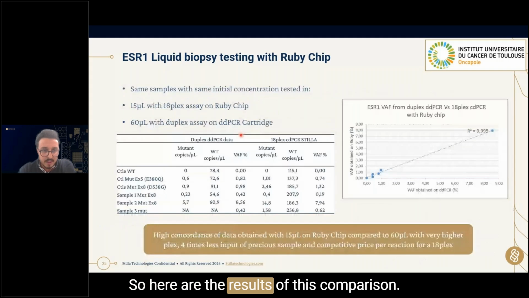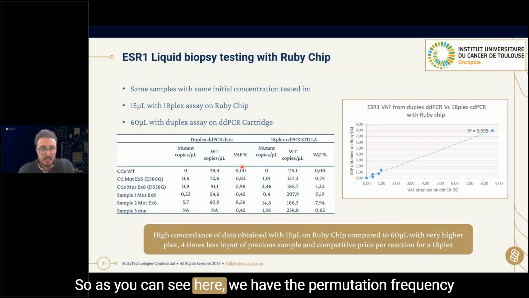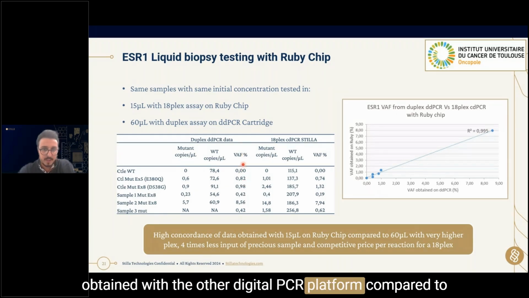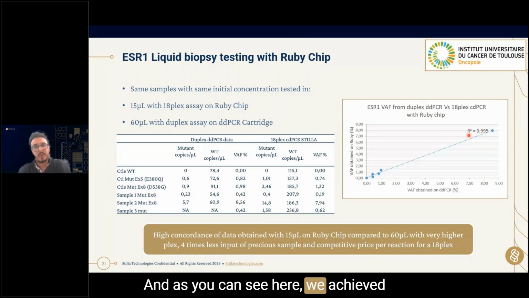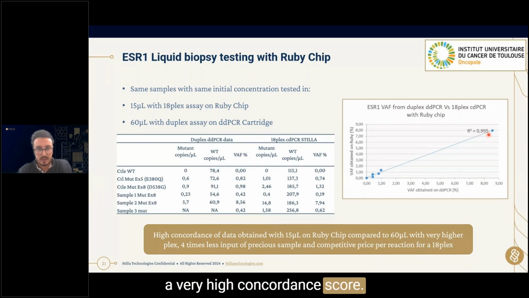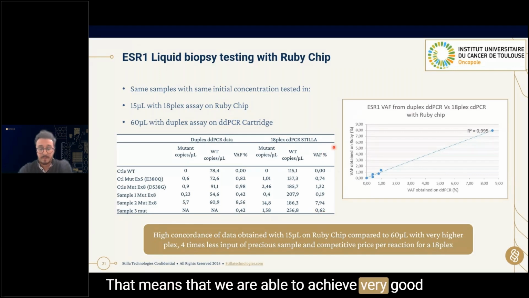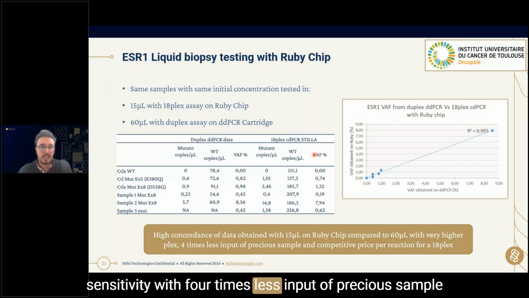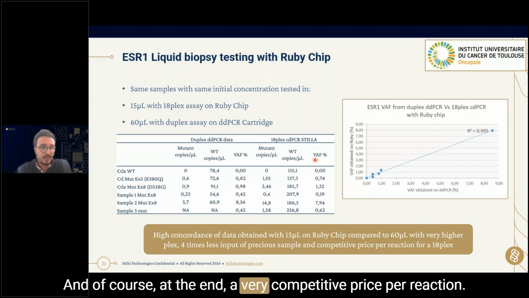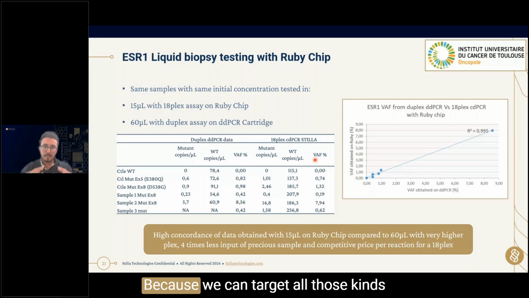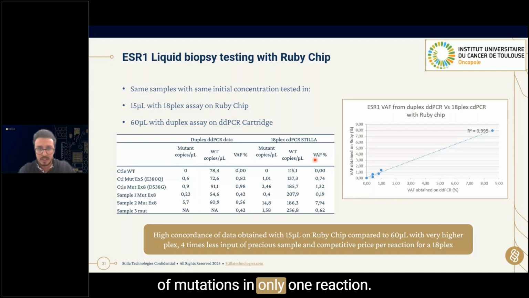So here are the results of this comparison. As you can see here, we have the mutation frequency obtained with the other digital PCR platform compared to what we obtained with our 15 microliter and 18-plex assay. And as you can see here, we achieved a very high concordance score. That means that we are able to achieve very good sensitivity with 4 times less input of precious sample and with very competitive multiplexing capability. And of course, at the end, a very competitive price per reaction because we can target all those kinds of mutations in only one reaction.